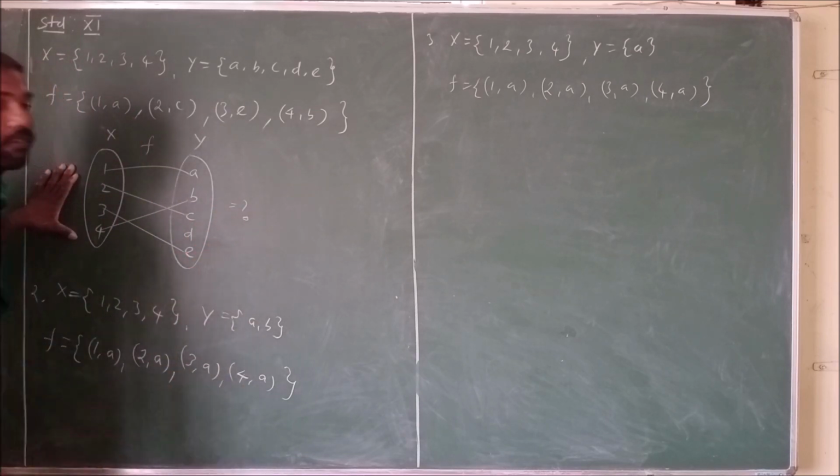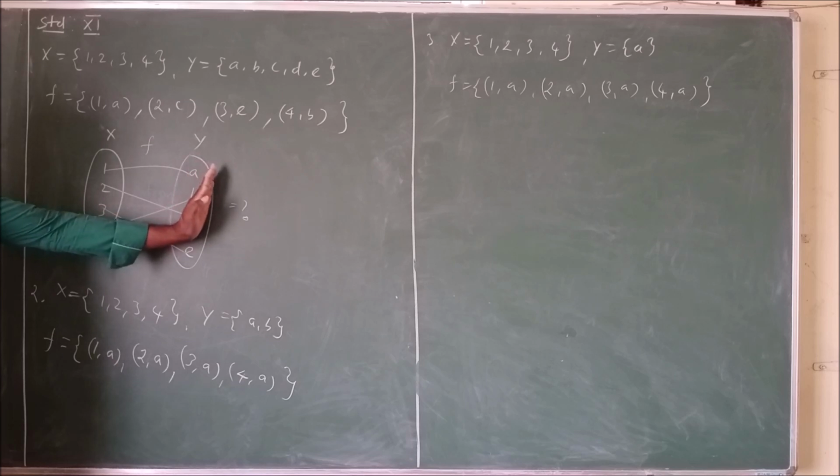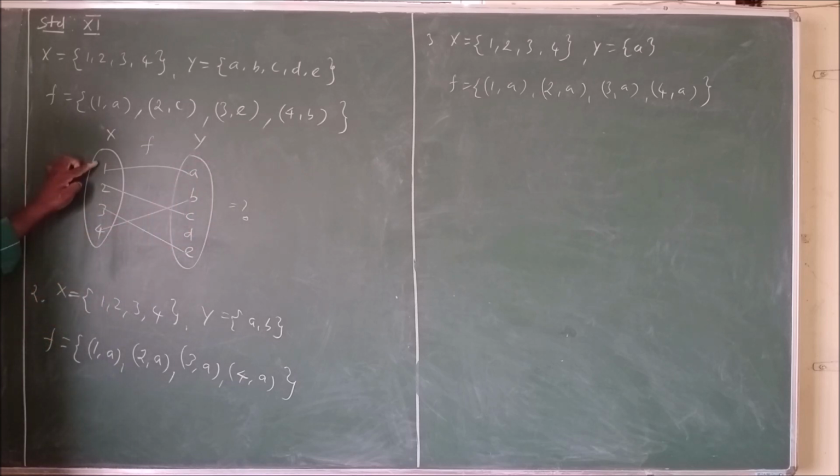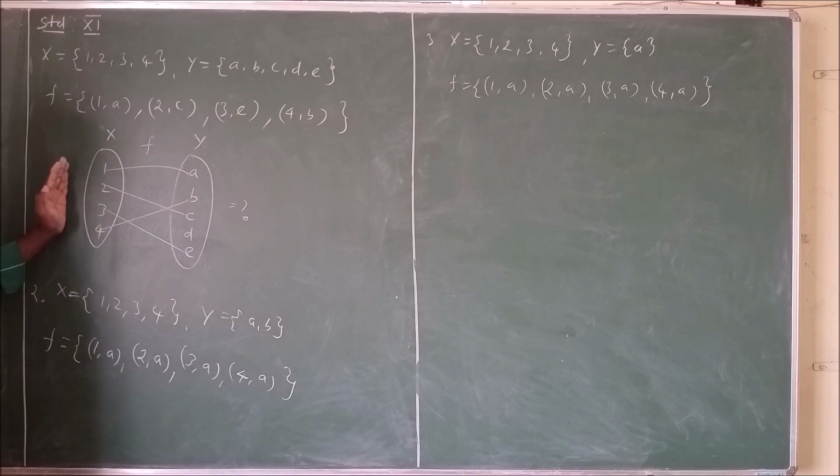The basic definition of a function: every element in the domain has at least one image in the codomain. Here 1 is mapped to A, 2 to C, 3 to E, and 4 to B. So every element in the domain has an image in the codomain. First you have to check whether it is a function or not. It is clear that it is a function.